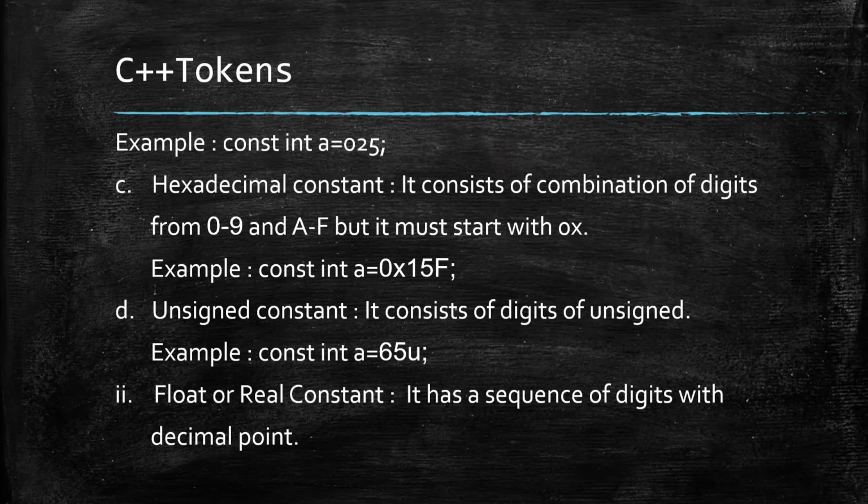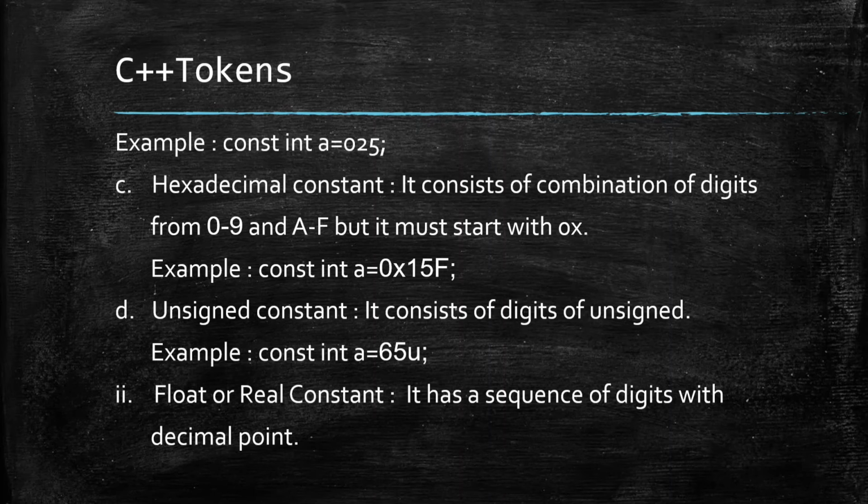But it must start with 0x. For the compiler to understand that the given constant is a hexadecimal constant, we use this 0x. Here many of us get a doubt.